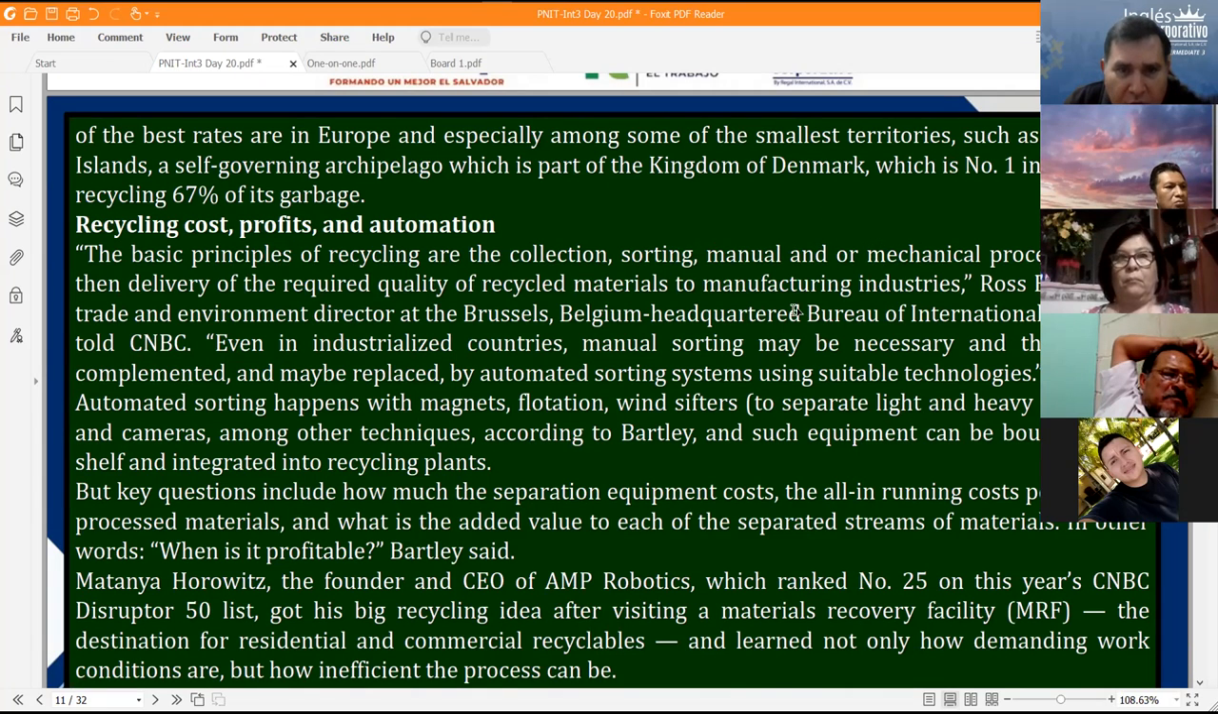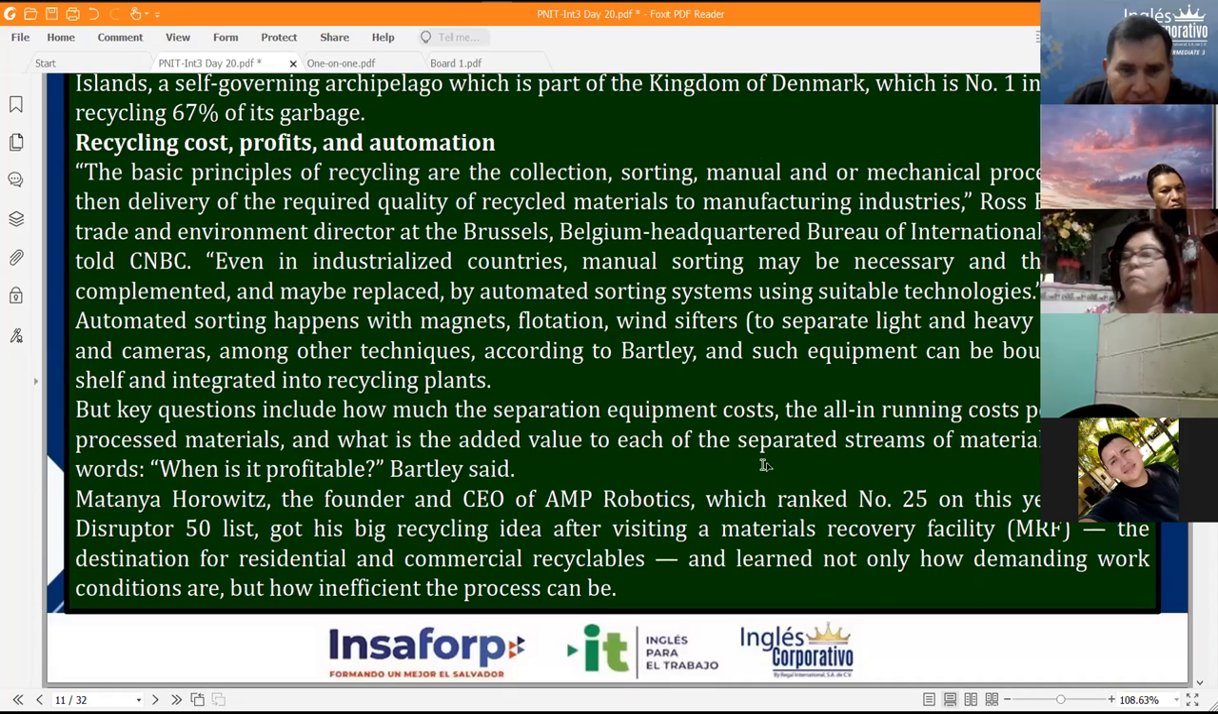The Kingdom of Denmark, basic principles of recycling, collection, sorting, manual and mechanical processing, then delivery and the required quality of recycled materials to manufacturing industries. Trade Environment Director of Brussels, Belgium Headquarter Bureau of International Recycling, industrialized countries, manual sorting, magnets, flotation, wind sifters. According to Barkley, such equipment can be bought off the shelf and integrated into recycling plants. Process materials, separation equipment.